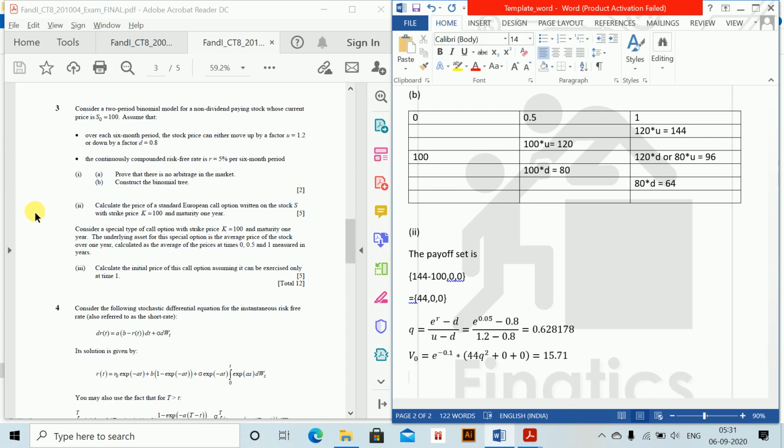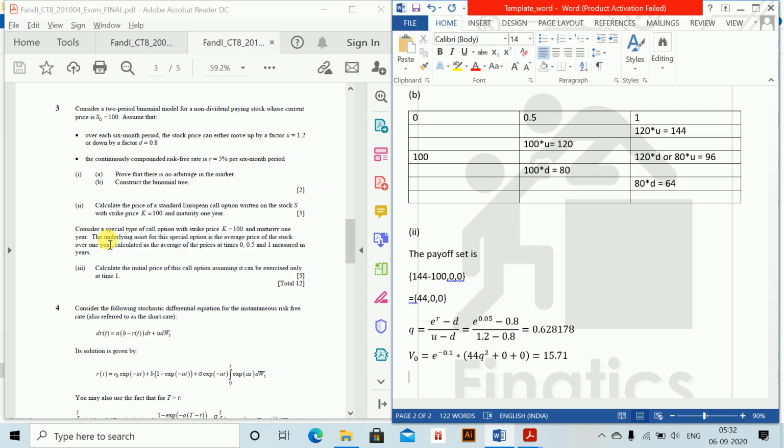Okay. Next, consider a special type of call option with strike price K constant, maturity 1 year. The underlying asset for the special option is the average price of the stock over 1 year. Calculate it as the average of prices at times 0, 0.5 and 1 measured in years. Calculate the initial price of the call option. Assume it can be exercised only at time 1. As the option depends on the average past share price, which depends on the path, we need to use a non-recombining tree, and the tree below shows the average stock price inside boxes in the final payoff.